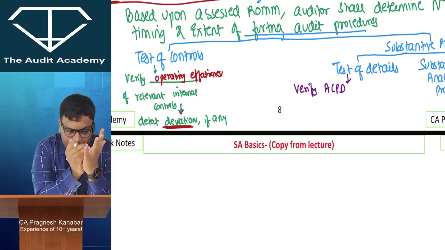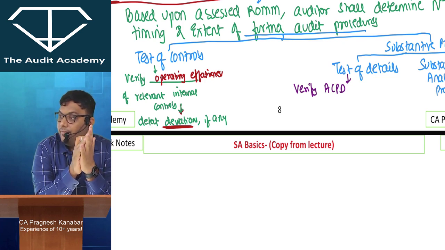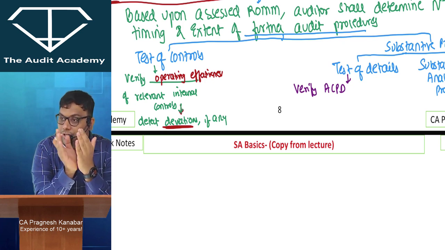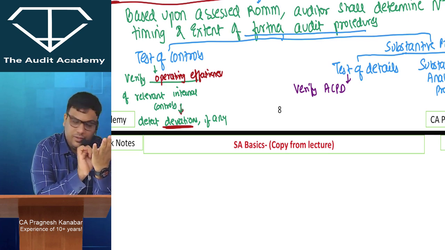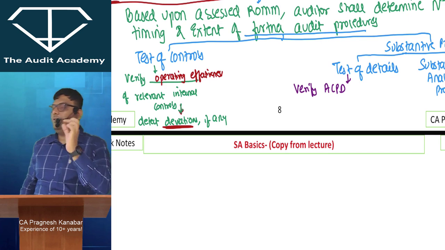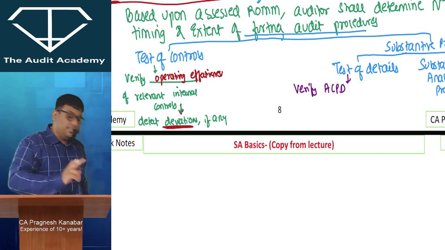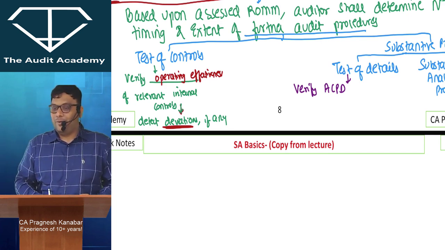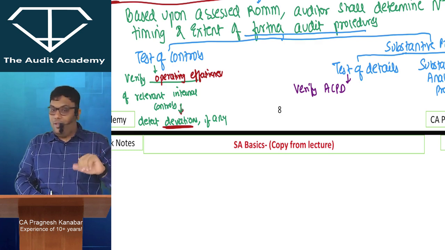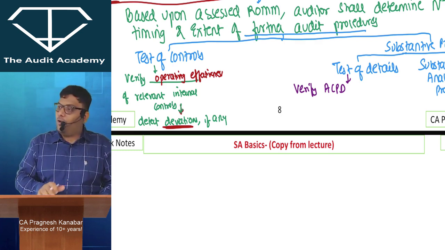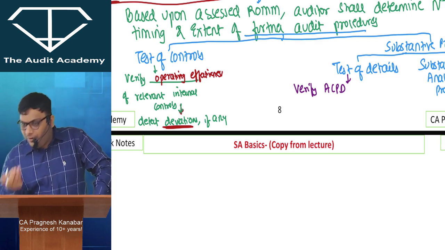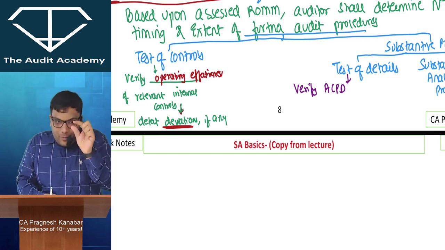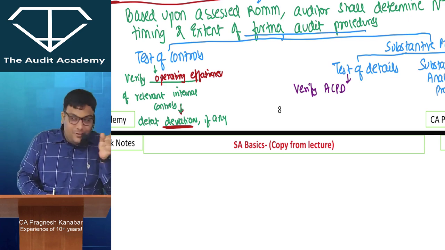tell me, it is test of control or test of details? It is TOC or TOD? When you are verifying that signature, whether this signature is Pragnesh's signature or Pragnesh's father's signature, it is TOC or TOD? TOC. Very good. Test of controls. Because some students, the moment you tell them that you are verifying a document, they will straight away mark test of details. Every document is not test of details. Because in a document, when you are verifying authorized signatory, it is TOC.